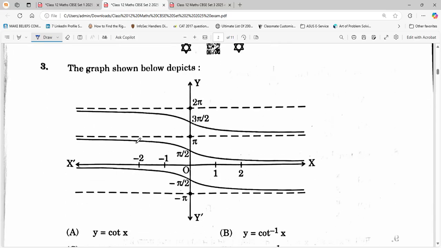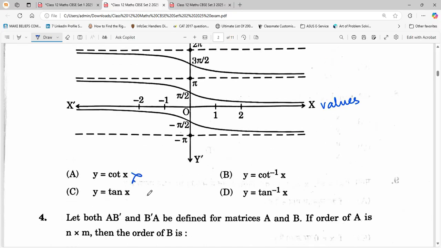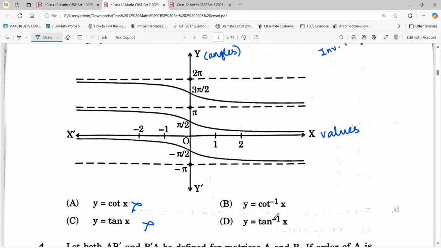The graph shown below depicts... Now, the x-axis represents not angles, it actually represents values. The y-axis represents angles. So it should be an inverse trigonometric function. So if the options contain trigonometric functions, we can eliminate them. So it's between option B and option D now. Now I'm going to pause at this point. So we have narrowed 4 options to 2 options now.